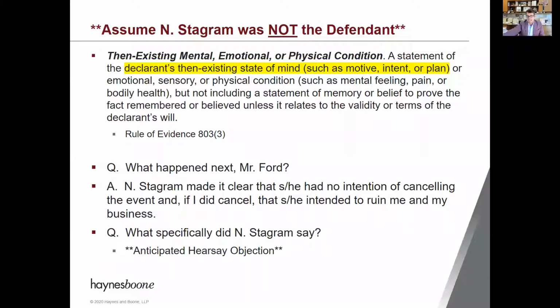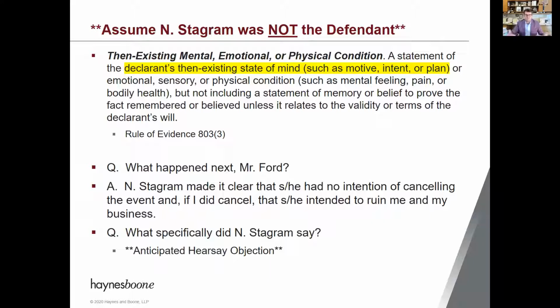And if I did cancel, that she intended to ruin me and my business. What specifically did Instagram say? Objection, Your Honor, hearsay. Your Honor, as the witness just made clear, this goes to the then existing state of mind showing the declarant's intentions and plan. Therefore, it is an exception to the hearsay.